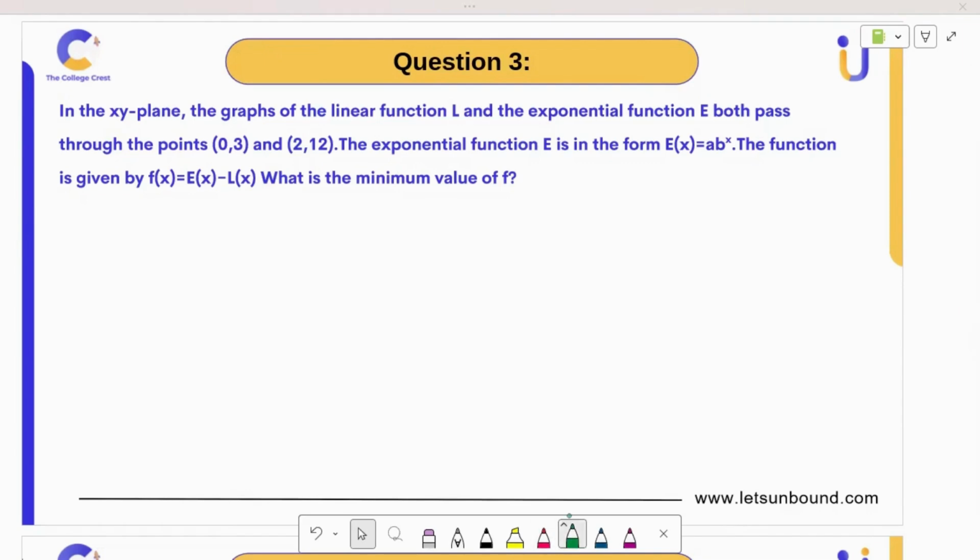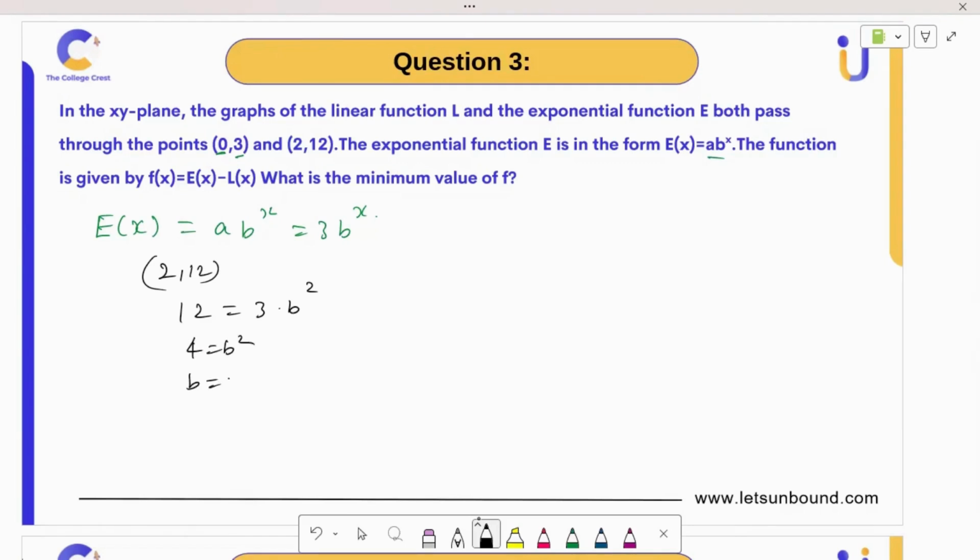So, like points are given, I should construct exponential function here. Very simple. When it's 0, it's 3 means that is initial value. So your A is 3. Okay, so it's 3 into B power x. How will you find B then? It's basic manipulation. So 2 comma 12 you can use. 12 equal to 3 into B power 2. And 12 by 3 is 4 equal to B square. B is 2. That's it.